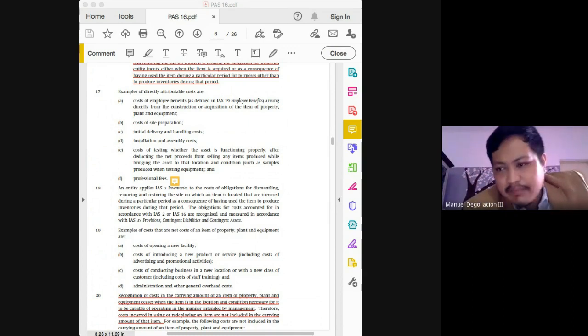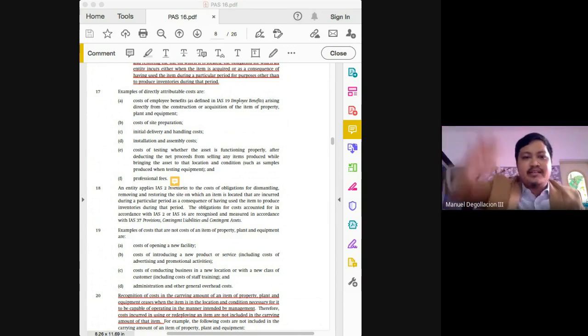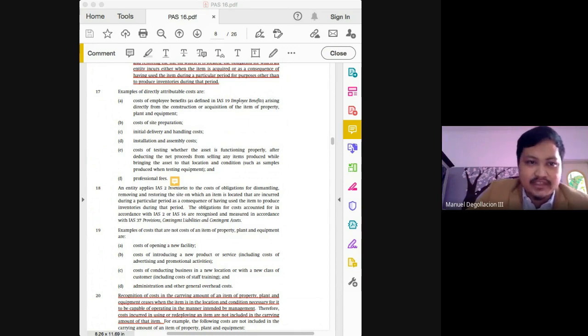In problem-solving questions, class, you will just be given a list of costs, and you will be asked how much of these costs will be part of the cost of the asset. Okay, so it's good that you will make yourself familiar with the enumerations provided in 17 and 19. Okay, the enumeration in paragraph 17 will be included. Paragraph 16 and 17 will be part of the cost of the asset. Paragraph 19 will not.